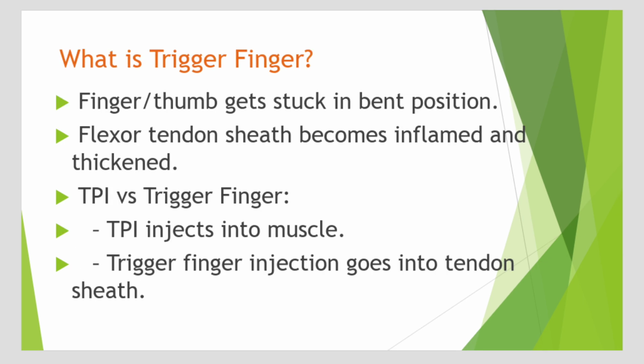So the second thing is, what is trigger finger? Trigger finger is a condition where a finger or thumb gets stuck in a bent position. It happens when the flexor tendon sheath in the hand gets inflamed and thickened. Trigger finger is also called stenosing tenosynovitis.